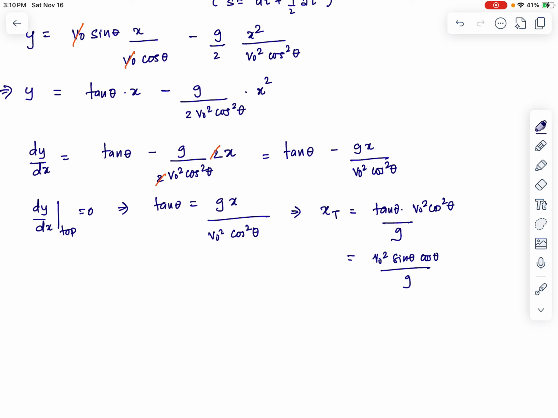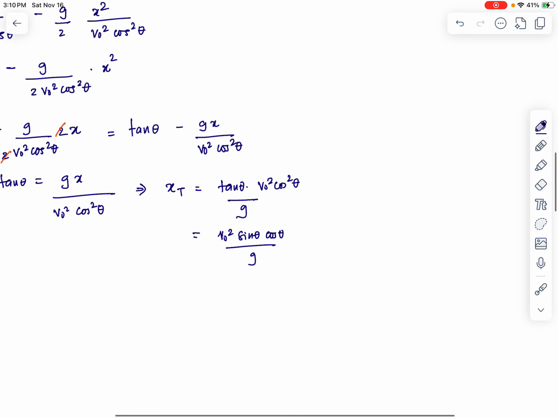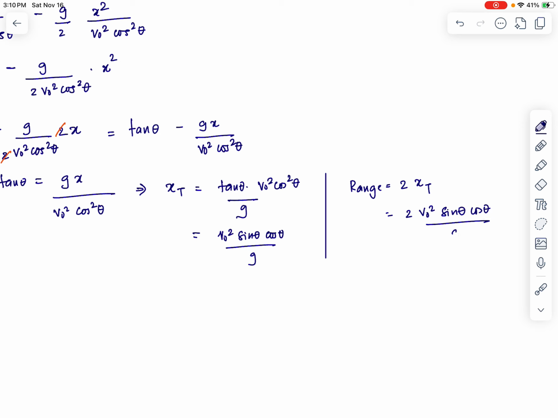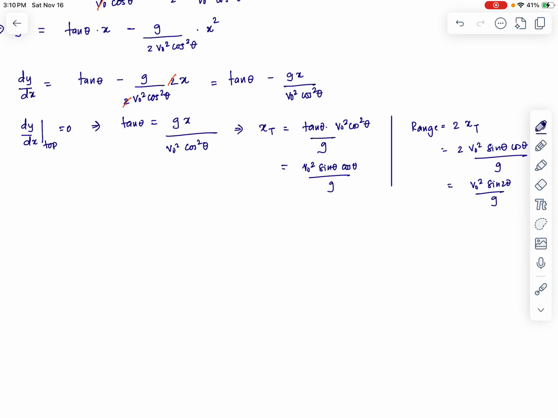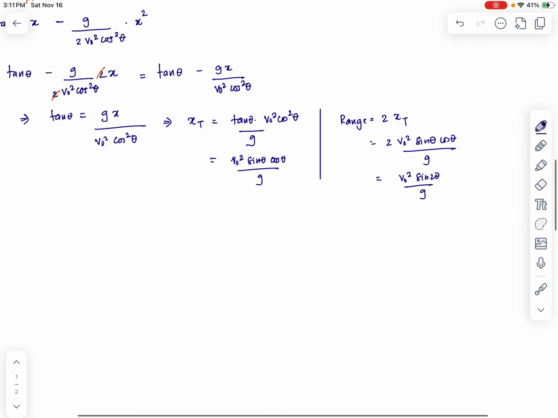So the range R is 2 times the x coordinate at the top. So it's 2 v0 square sine theta cosine theta divided by g, which equals v0 square sine 2 theta divided by g. That's what we get from calculus. Now we will derive this expression in another way. You will see that.